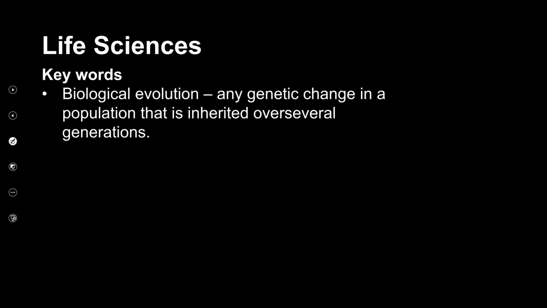So first of all, we're going to have a look at what we call biological evolution, because we are talking about living organisms. Basically, biological evolution is where we see genetic changes that take place in a population, and those are then inherited over several generations, and eventually they become changes that become fixed in a population.